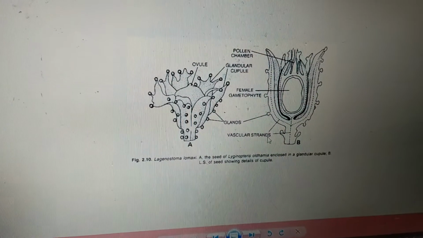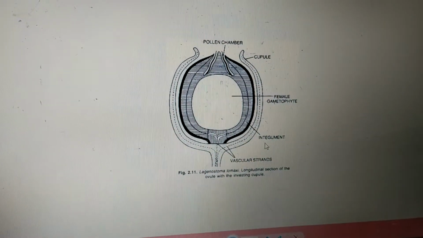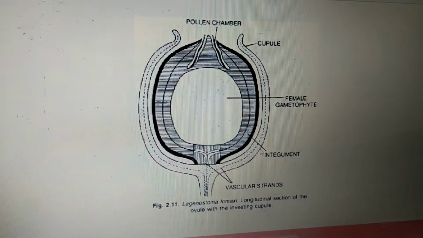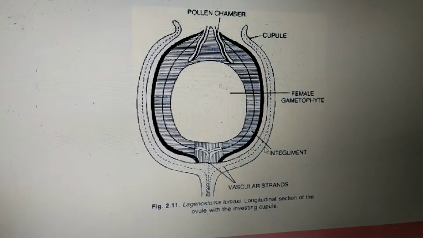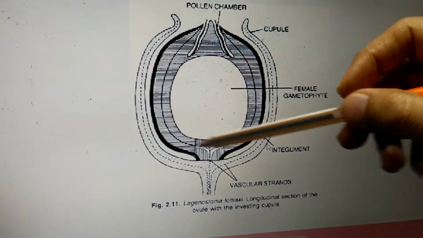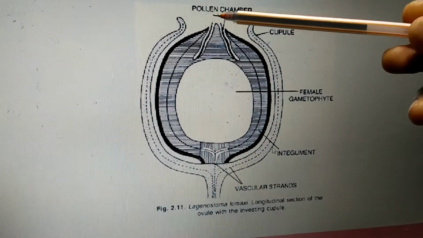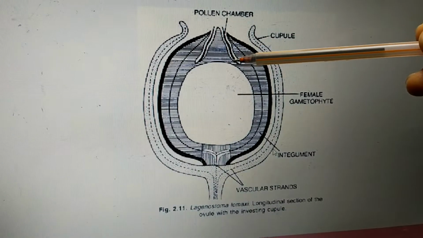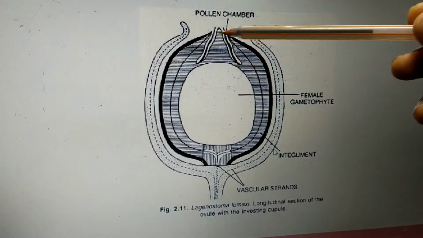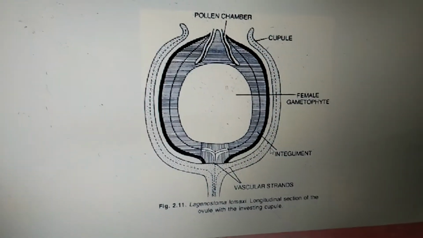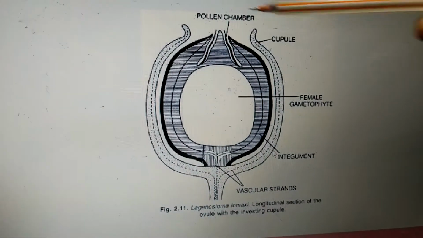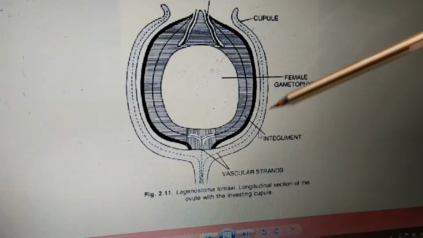Now speaking about the ovule, this is the longitudinal section of how exactly the ovule is going to look. In the center we have the nucellus containing a female gametophyte. Upper to this we have a small bell-shaped chamber called the pollen chamber. Inside this chamber, pollen grains are going to reside. Outwardly we have the cupule.